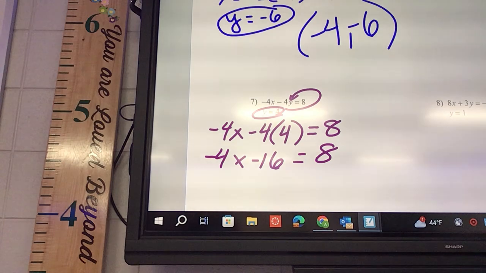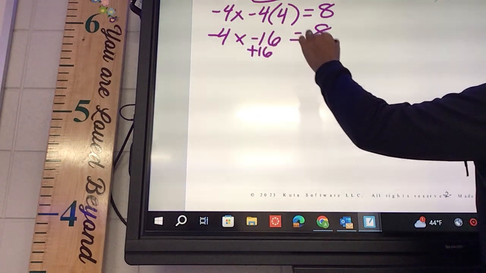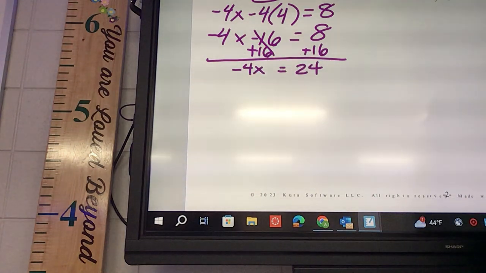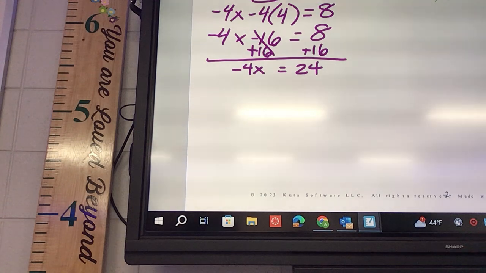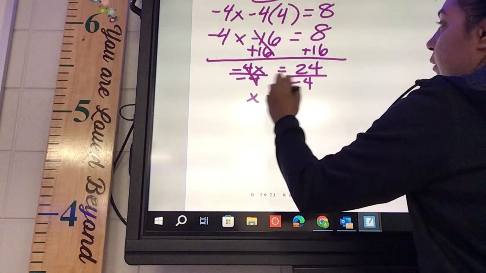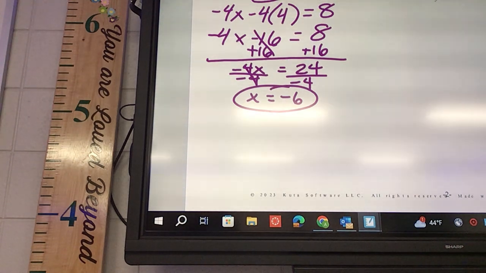And then we're gonna add 16 to both sides. And what is 8 plus 16? 24. Okay, and then our last step is to do what? Divide by -4. So we're gonna get x equals -6. Okay, now, normally you would take that and draw it up to the one you have circled above. However, that other one's already solved. And so, this is just ready to go ahead and write the coordinate of -6, comma, 4.